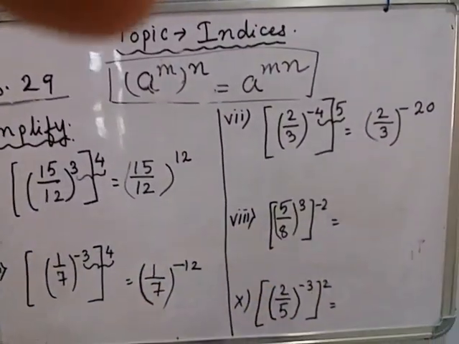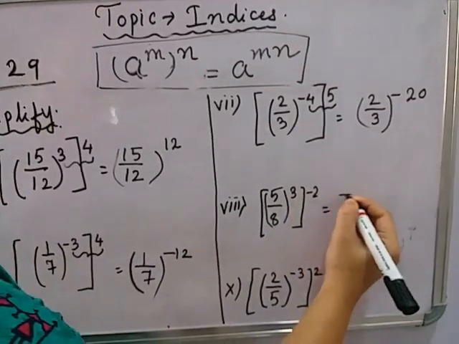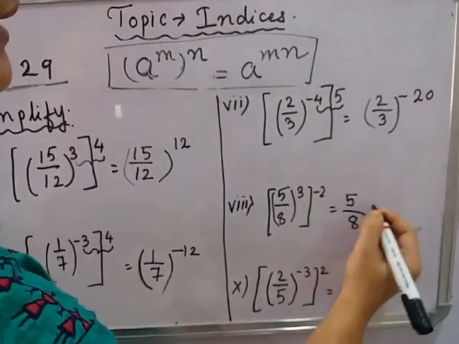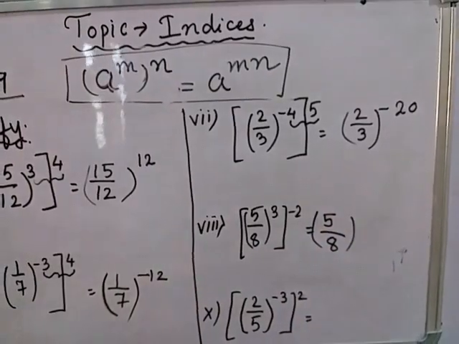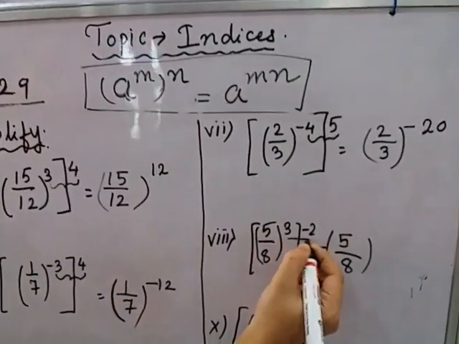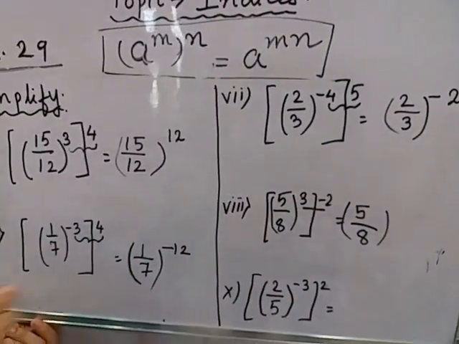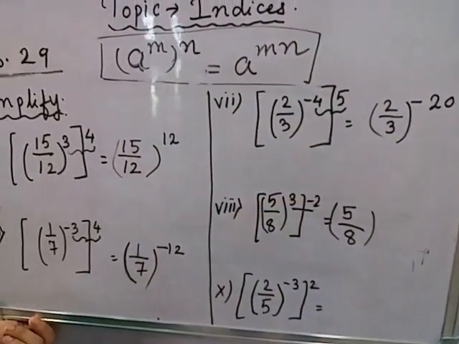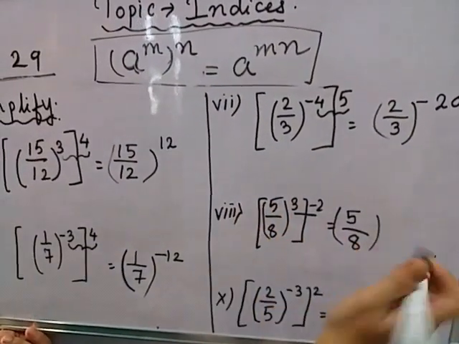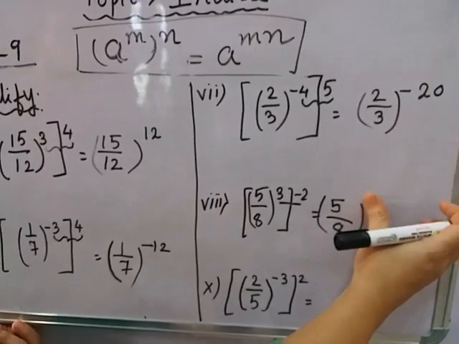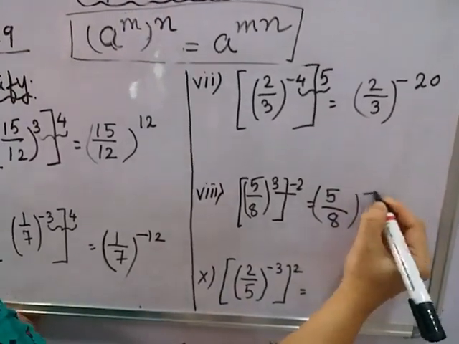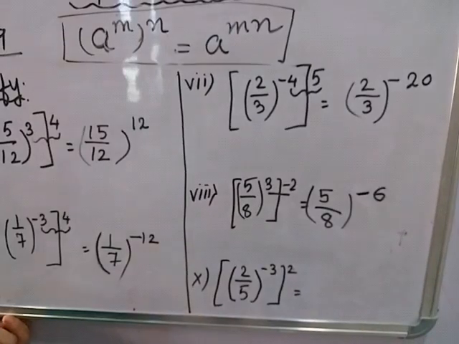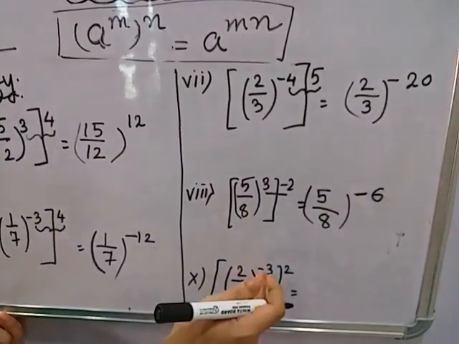Okay, let's take the next one now. Base is what? 5 upon 8. Let us take that fraction in the bracket only. And now you have to multiply these two indices. 3 into negative 2. So what is the answer? It is negative 6. Next, 2 upon 5 raised to negative 3.